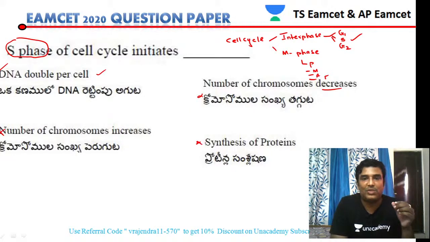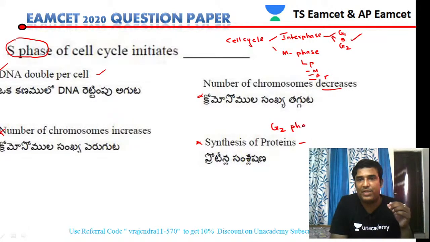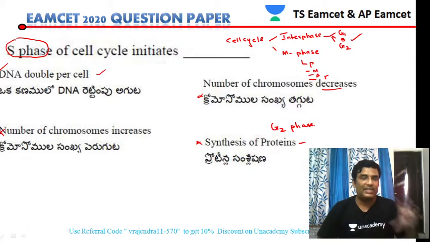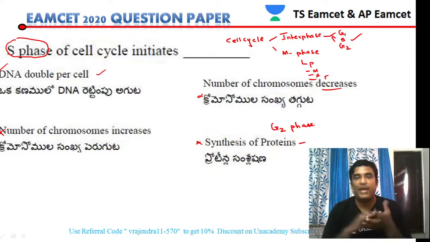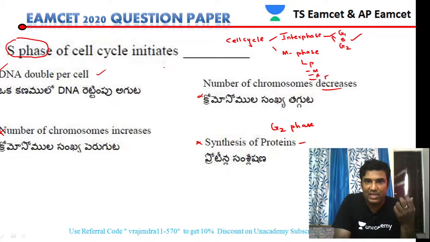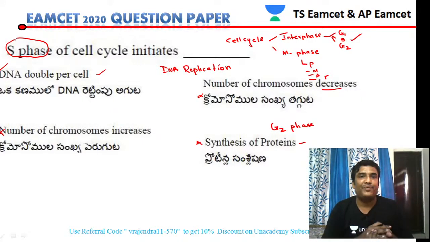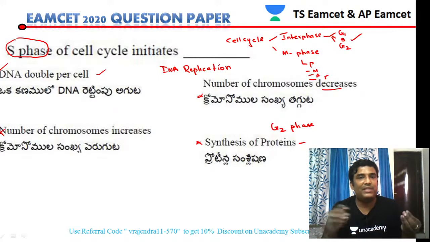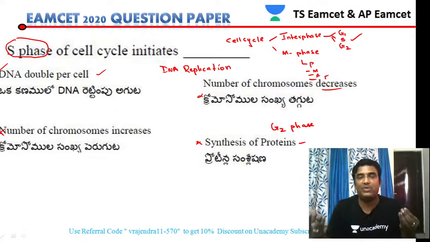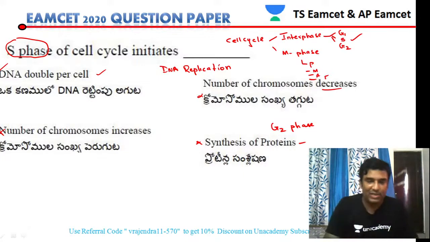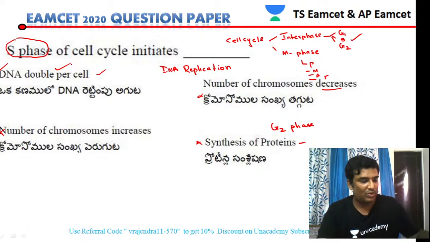Synthesis of protein also does not take place in S phase. Synthesis of proteins takes place in the G2 phase. S phase is a part of interphase, and the main event taking place in S phase is DNA replication. DNA replication means doubling of the DNA, which is called DNA replication or DNA duplication. So option 1 will be our answer. That is about this particular question, the S phase.